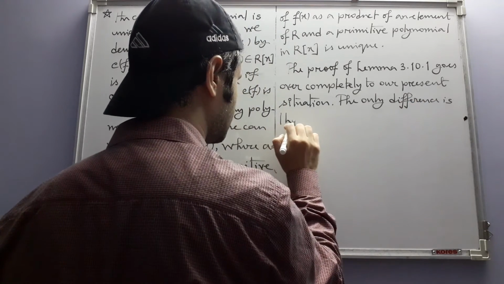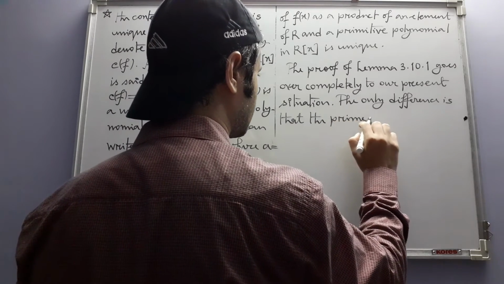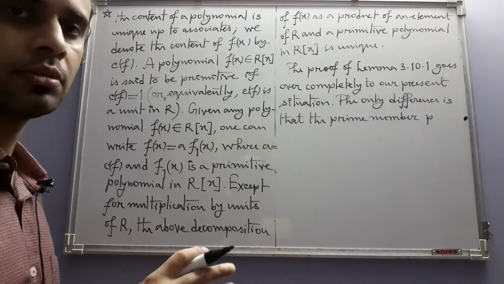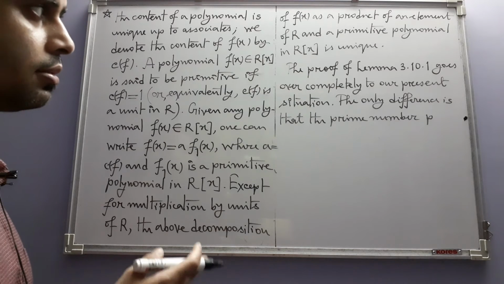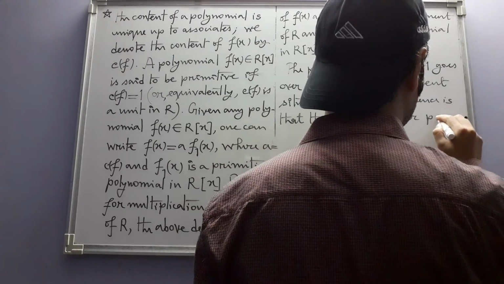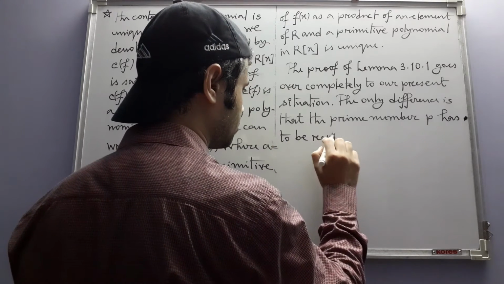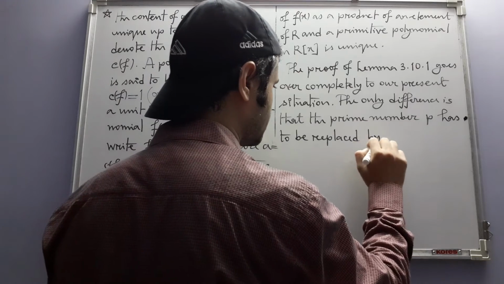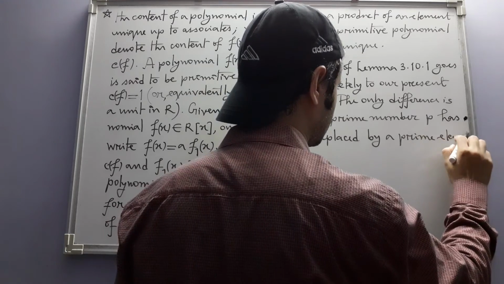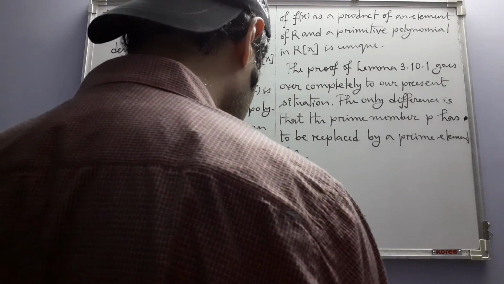The only difference is that the prime number p, you visit the proof, you go back to that proof and you see that there you have a prime number p, which has to be replaced by a prime element of R, and this is the statement.